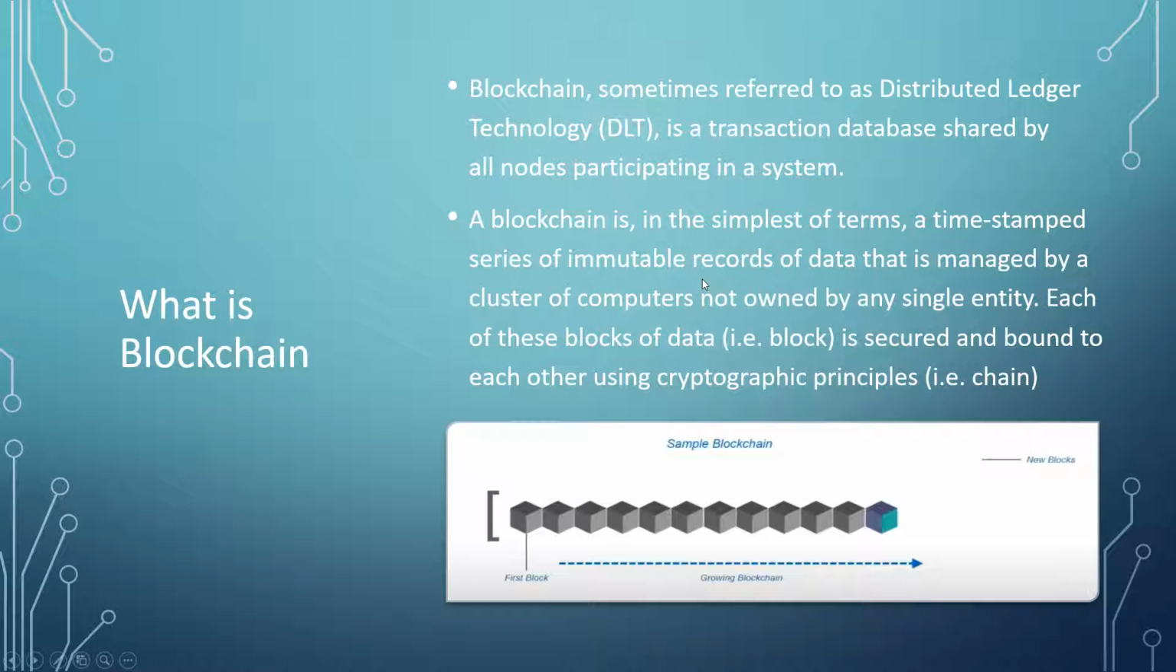Blockchain in more definitive terms is sometimes referred to as distributed ledger technology or DLT. DLT is basically a transaction database shared by all nodes participating in a system. A blockchain, in the simplest of terms, is a timestamped series of immutable records of data that is managed by a cluster of computers not owned by any single entity. Each of these blocks of data is secured and bound to each other by using cryptographic principles, that is the chain.